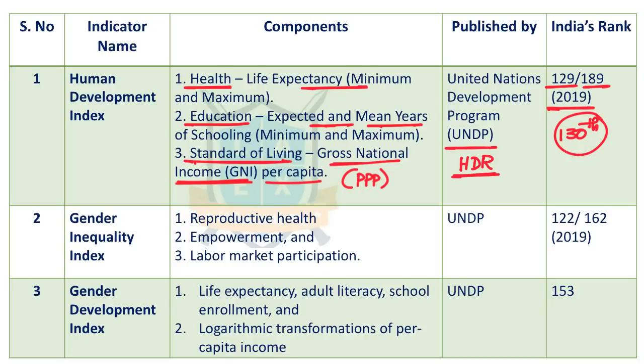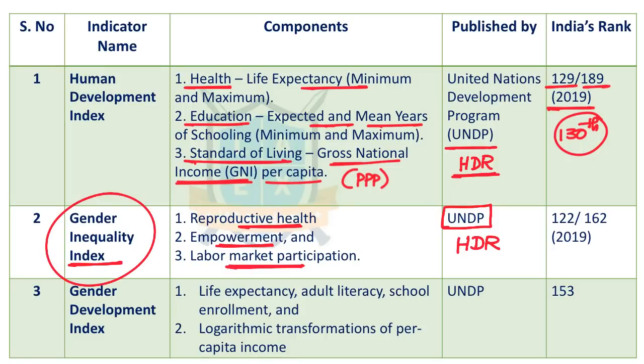The second important index is Gender Inequality Index. Gender Inequality Index is also part of Human Development Report released by UNDP, United Nations Development Program. Three basic components are there: reproductive health of women, empowerment, labor market participation. These are three components that are considered under this index. In general, in our UPSC examination, they ask which of the following are not part while calculating this index, or which of the following are part or are components of this particular index.